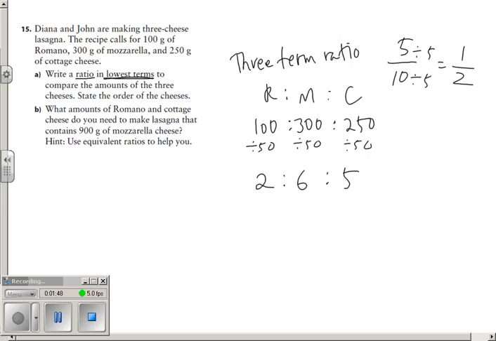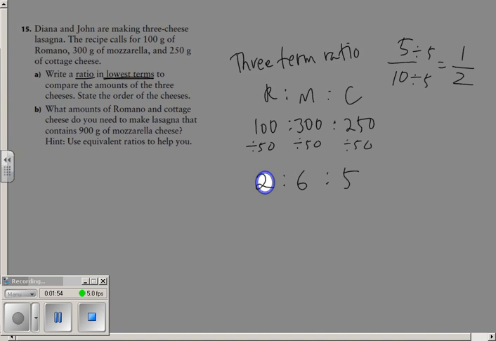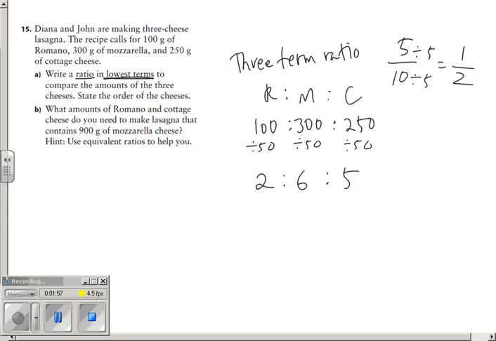What does that mean? Well, that means for every 2 grams of Romano cheese, I'm using 6 grams of mozzarella, and I'm using 5 grams of cottage cheese. I'm bumbling now.